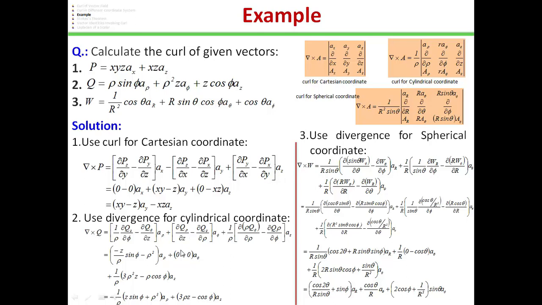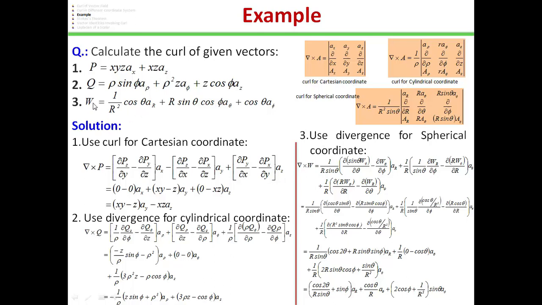So this component will vanish, and the third component will provide 1 by rho times 3 rho square z minus rho cos phi az. So finally we will get del cross Q is equal to minus 1 by rho z sin phi plus rho cube a rho plus 3 rho z minus cos phi az.